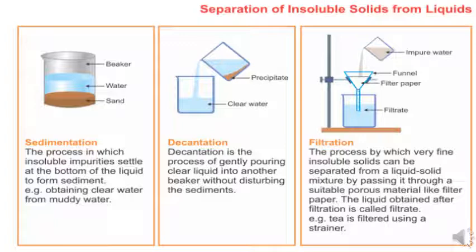The liquid obtained after filtration is called the filtrate, and the leftover, the substance that remains in the filter, is called the residue. Example, tea is filtered using a strainer.